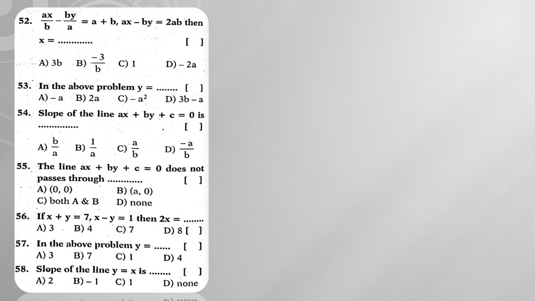Next, moving on to question number 52. a by b x minus b by a y is equal to a plus b. Next, ax minus by is equal to 2 times ab. Then what is the value of x in this question and what is the value of y in this question? Now simply what we should do: a by b into x minus b by a into y is equal to a plus b. Next, ax minus by is equal to 2ab.